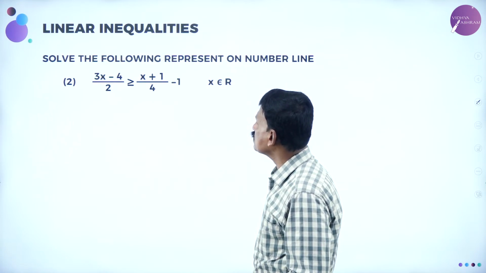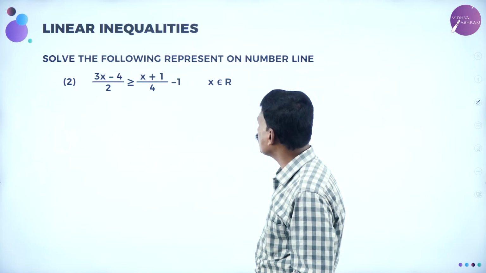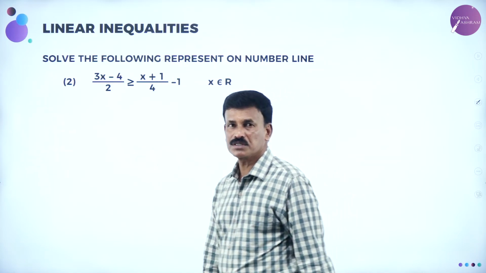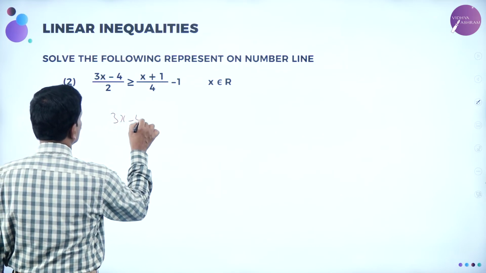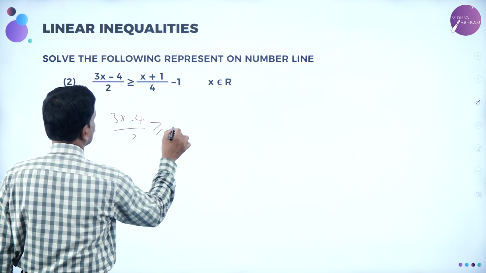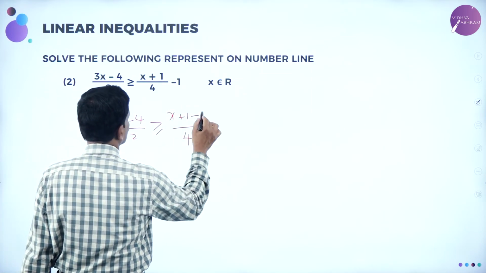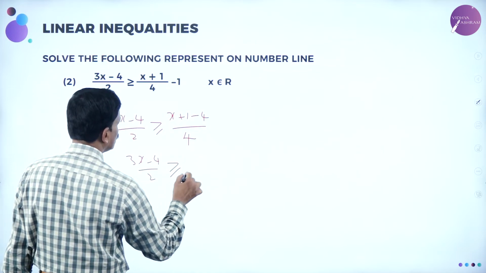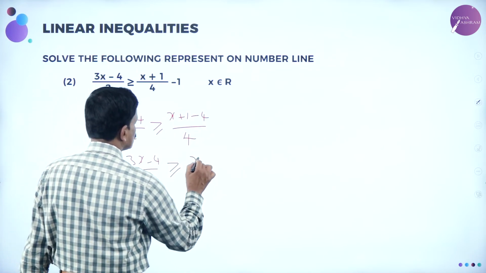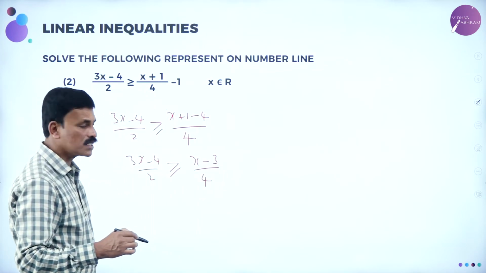Now, this is (3x − 4)/2 ≥ (x + 1)/4 − 1, where x belongs to real numbers. Now, just take LCM and simplify. That's it. (3x − 4)/2 is greater than or equal to, take LCM, 4 is the LCM, (x + 1 − 4)/4, that is (x − 3)/4. Just cross multiply it.